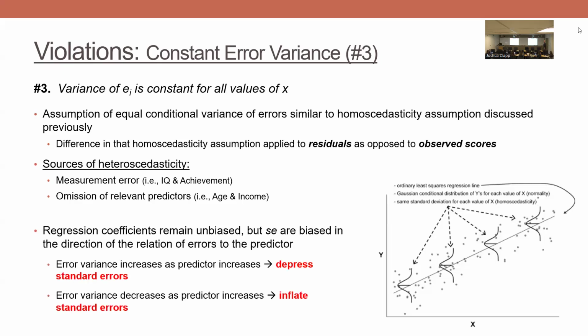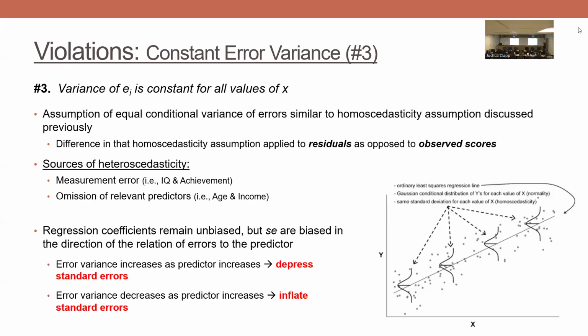All right. So what happens when we violate this, right? Once again, my regression coefficients are fine. But what happens now is we see biases in my standard errors that go in the direction of the relation to the error in the predictor. As my error variance increases as my predictor increases, you see this span going out this way. It depresses my standard errors. Standard errors get too small, my test statistics get too big, and I'm claiming that things are holding unique relations when they're actually not.